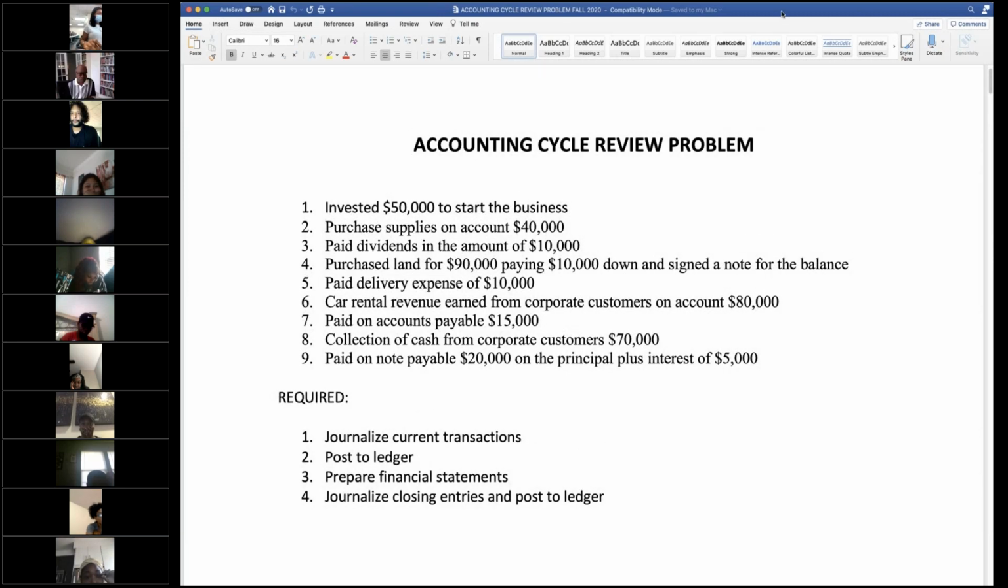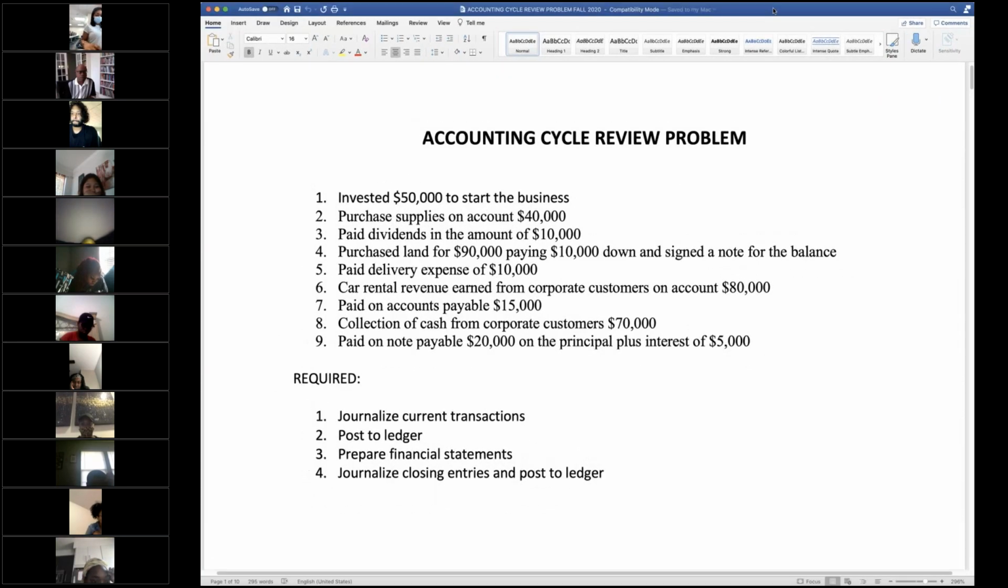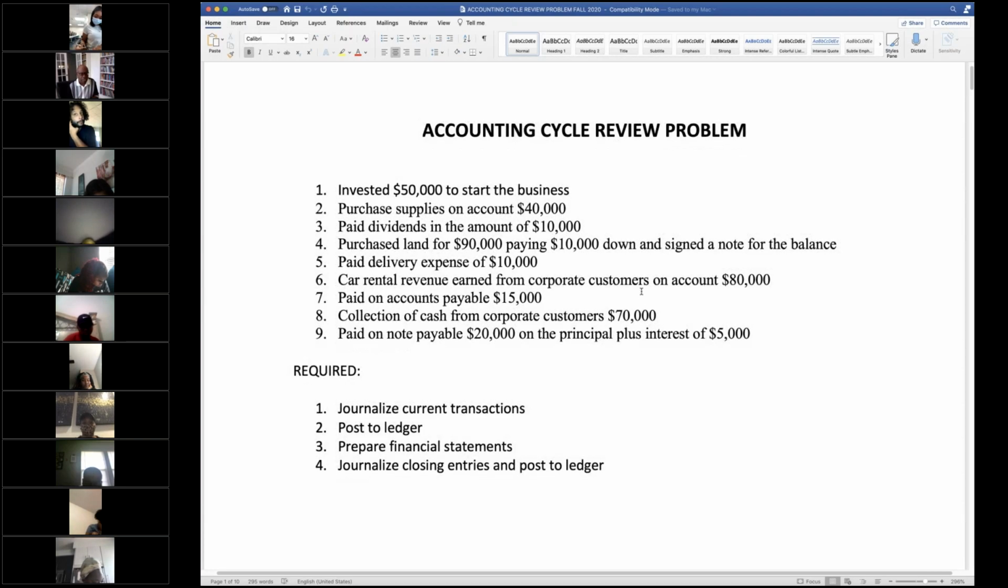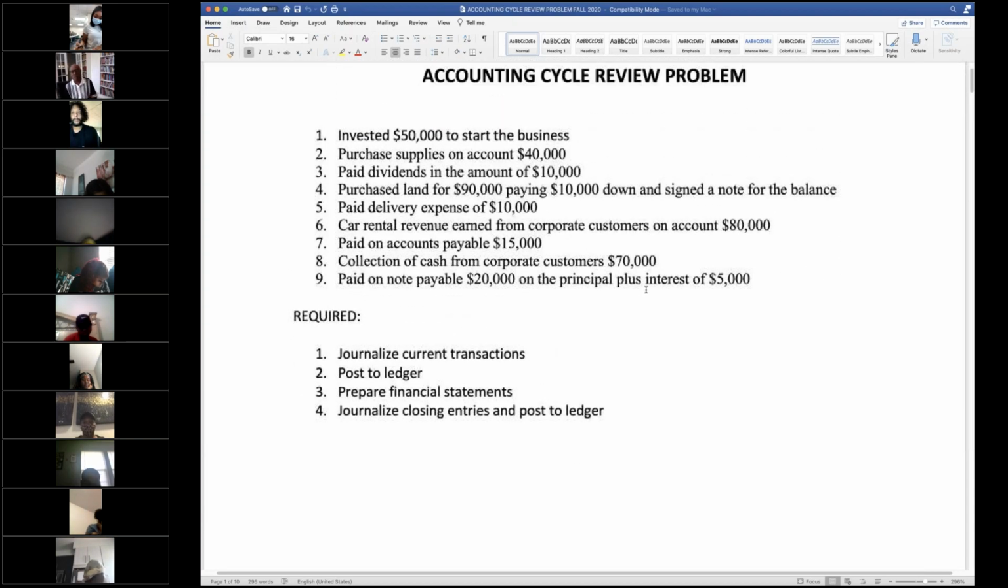So you should have this problem up, the accounting cycle review problem. Does everyone have this problem? Yes, sir. So now this is where you begin to work. We want to make these journal entries. So everybody make the first journal entry. Go through and make this first journal entry.